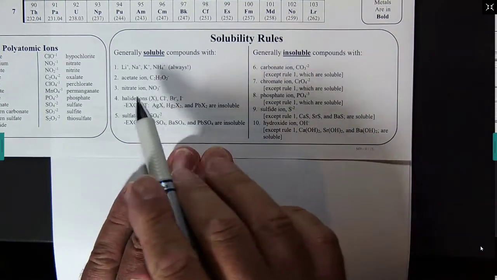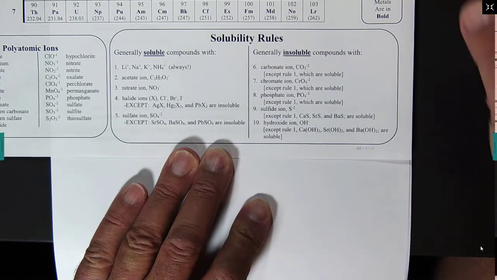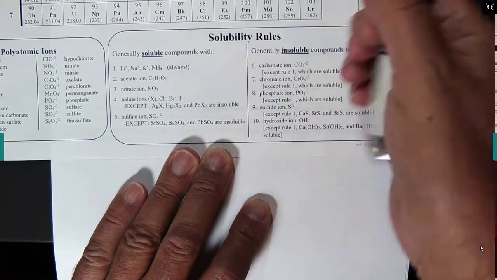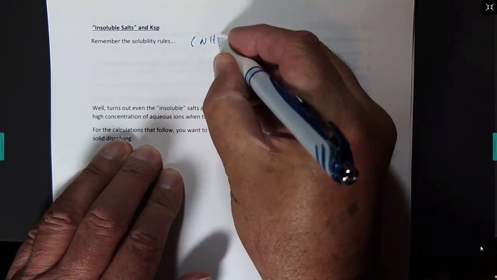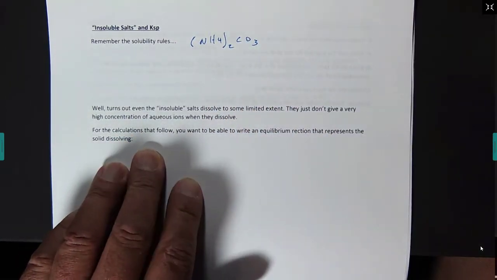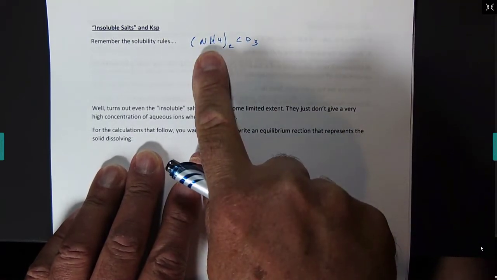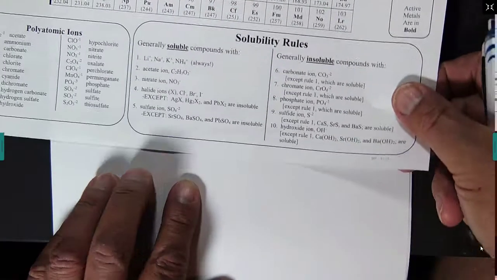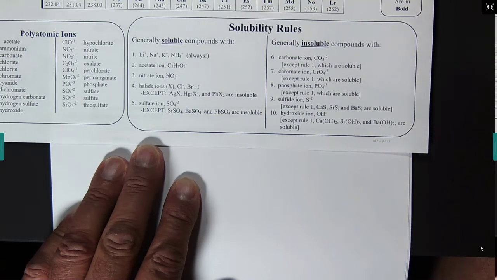So this first rule tells you, hey, if you have a salt that contains one of these ions, guaranteed it's going to dissolve in water. So if you had something with ammonium in it, say you had ammonium carbonate, will it dissolve in water? You bet it will. Anything that contains the ammonium ion is highly soluble. So these soluble salts, you can keep adding them to water. You can get the concentrations up to 1 molar, 2 molar, 10 molar. You can get real high concentrations.